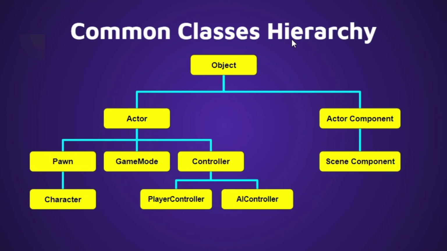This is a diagram of the common class hierarchy in Unreal. The base class is the object. From that we derive actor. From actor we create children that could be pawn, game mode, and controller. And from the pawn we create the character. What matters here is that a pawn and a character can be controlled via a player controller or an AI controller. When we refer to the player character, the one you control, you will use the player controller to control that character. When we are talking about AI in Unreal, we'll use the AI controller to control this character.